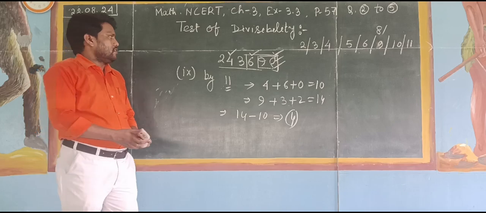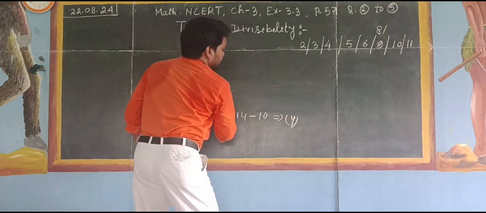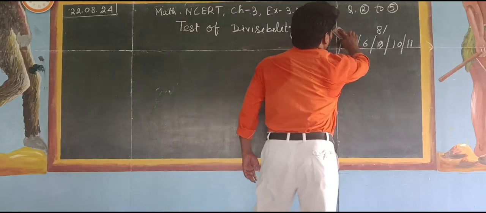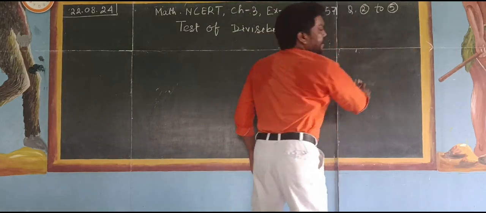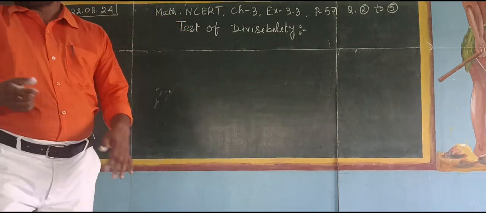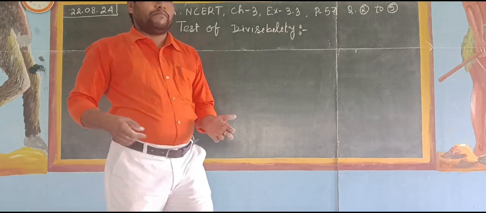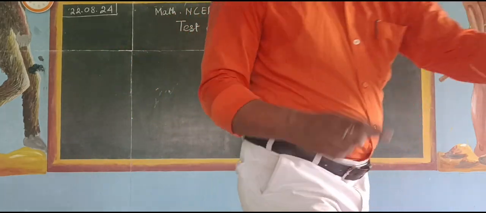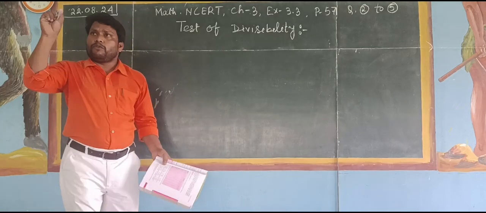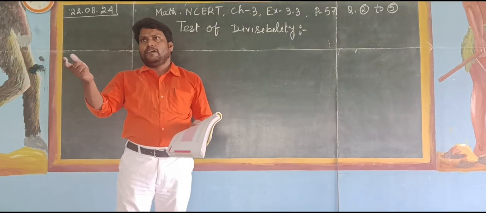Okay. So these are the tests of divisibility rule by 2, 3, 4, 5, 6, 8, 9, 10 and 11. Okay. Now I am going to solve some problems from your NCERT book. Without actual division, you have to say, is it divisible or not divisible?